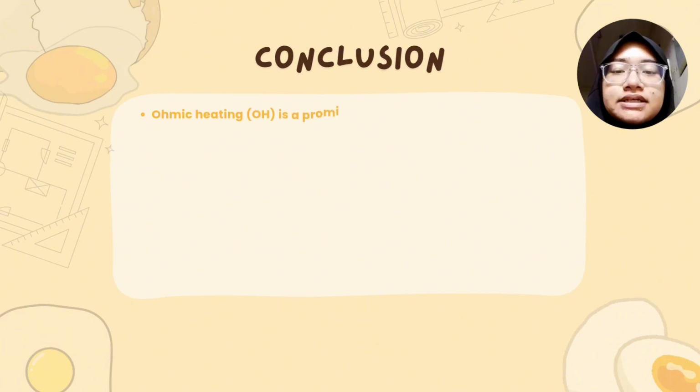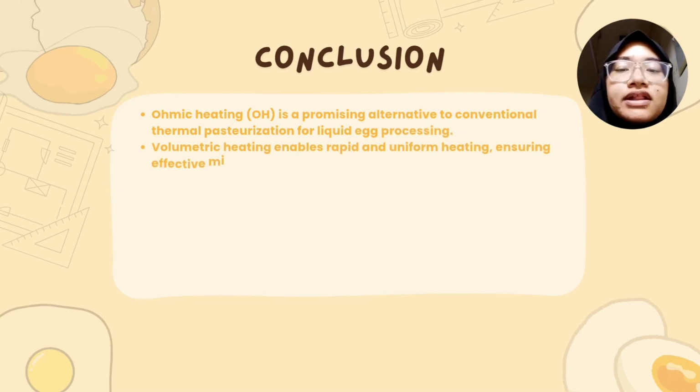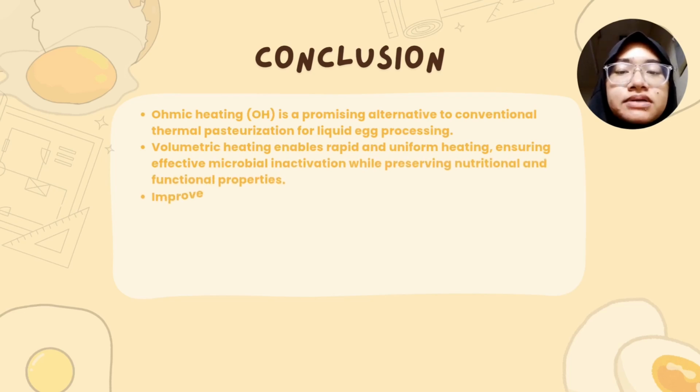and costly. In conclusion, ohmic heating is a promising alternative to conventional thermal pasteurization for liquid egg processing. Its volumetric heating enables rapid and uniform heating, ensuring effective microbial inhibition while preserving nutritional and functional properties.